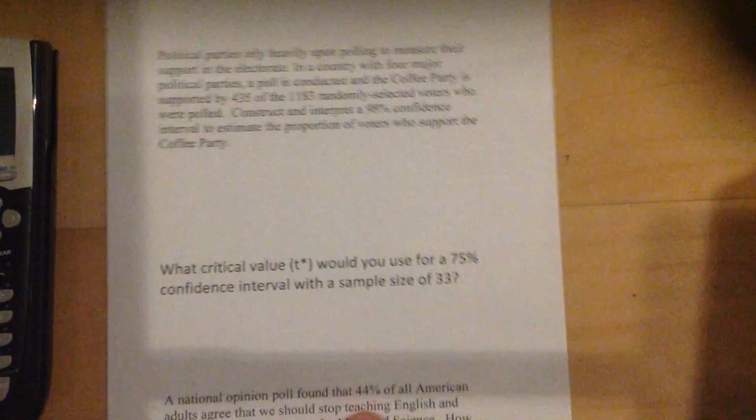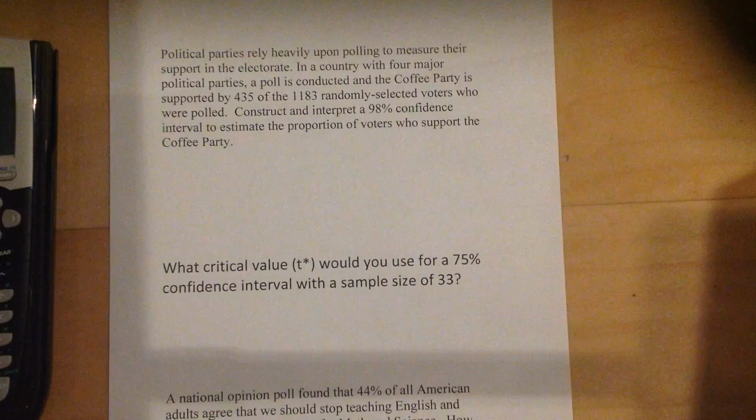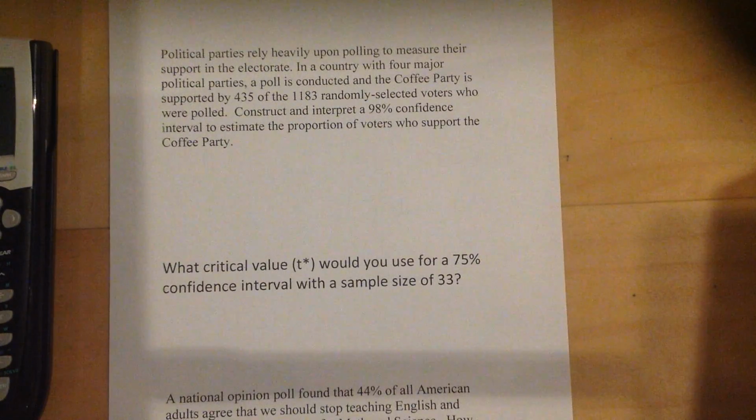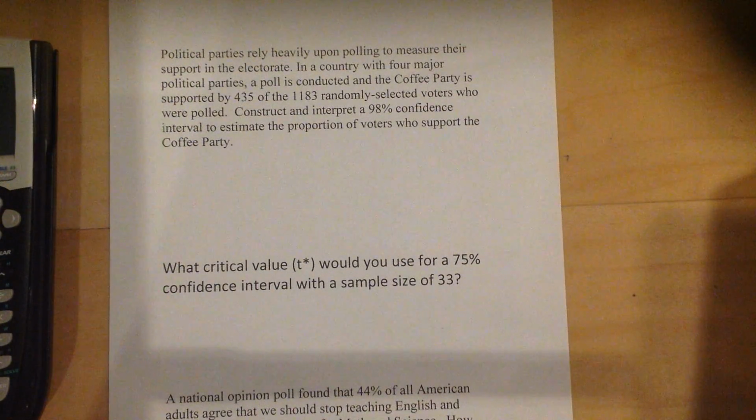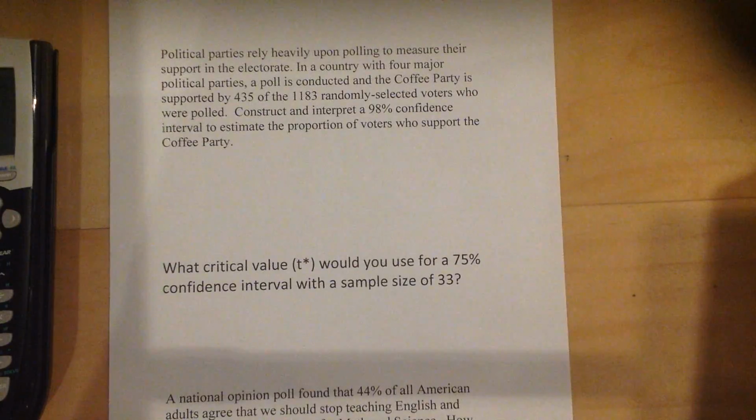All right, political parties rely heavily upon polling to measure their support in the electorate. In a country with 4 major political parties, a poll is conducted, and the Coffee Party is supported by 435 of 1,183 randomly selected voters who are polled. Construct and interpret a 98% confidence interval to estimate the proportion of voters who support the Coffee Party.